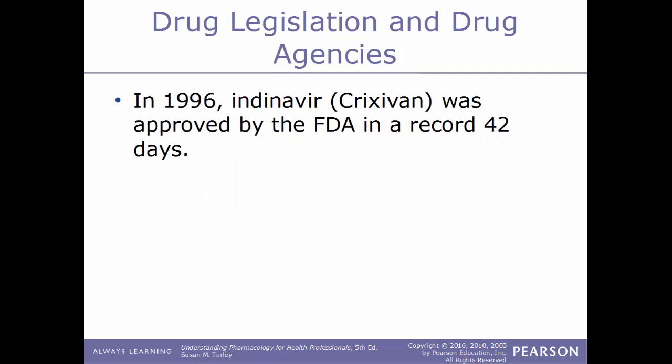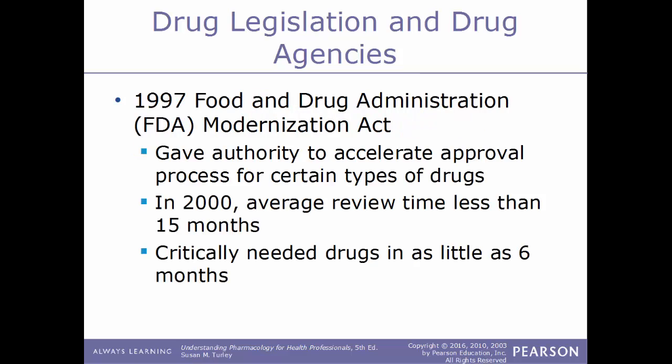In 1996, Crixivan was approved by the FDA in a record length of time, only 42 days. And Crixivan is a drug that helps treat HIV infection. In 1997, the Food and Drug Administration Modernization Act gave the authority to accelerate the approval process for certain types of drugs. So in 2000, the average review time was less than 15 months, and drugs that were in critical need took as little as 6 months.